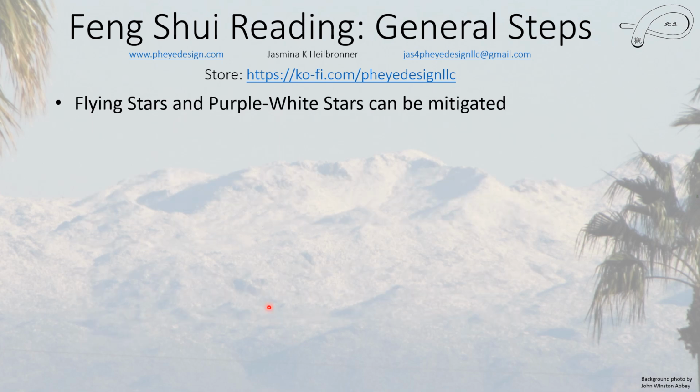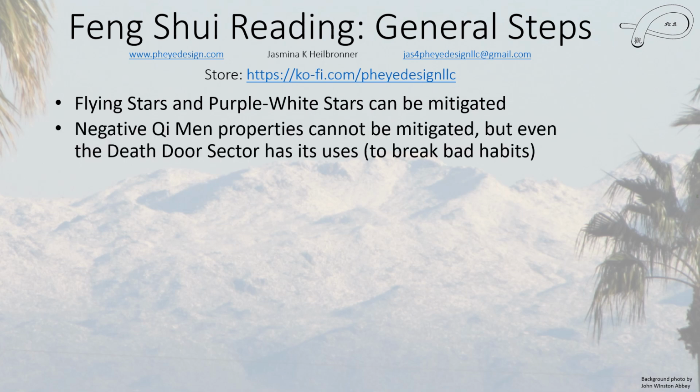Now, the purple-white and the flying stars can be mitigated if you don't have a special formation. If you have a special formation that's activated, don't mitigate them, because you're weakening a good star when you do that. Negative human properties, unfortunately, cannot be mitigated, but even the death door has its uses: it's a place to break bad habits. But try to otherwise avoid this being in an important area of your house.